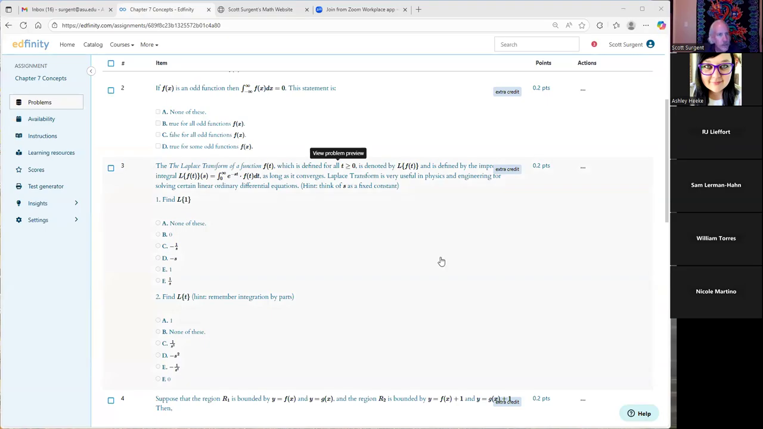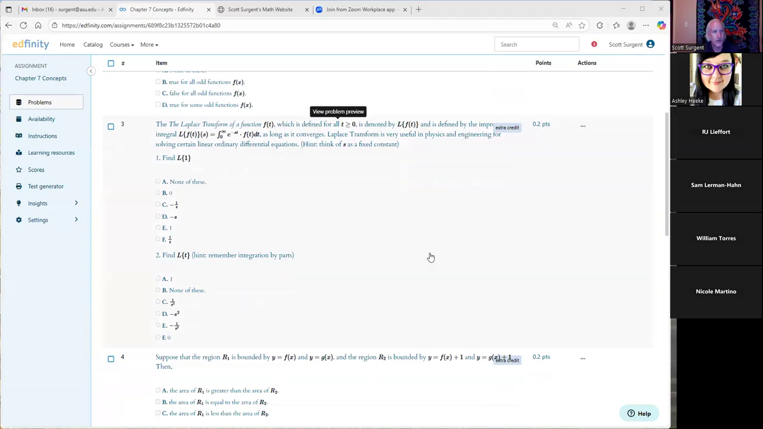So this is chapter 7, concepts, question 3. The Laplace transform of a function f of t is defined by the integral from 0 to infinity of e to the negative st times f of t dt. Find L of 1 and L of t.